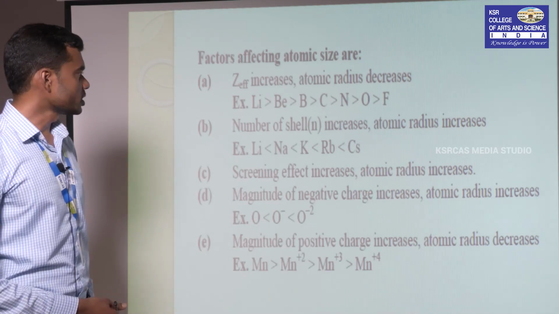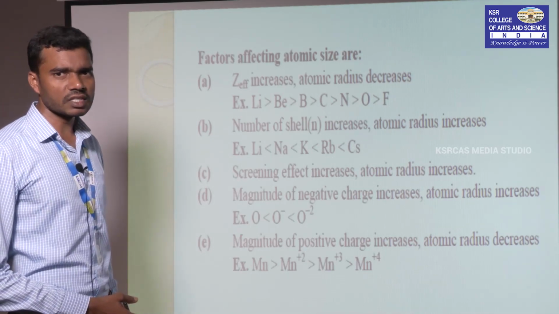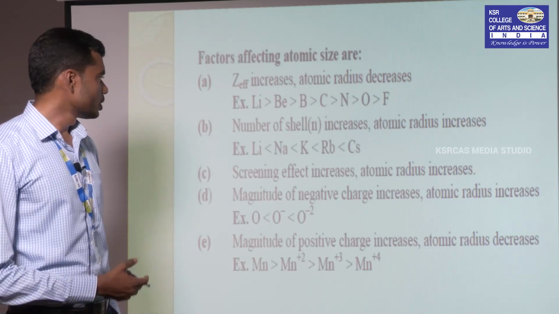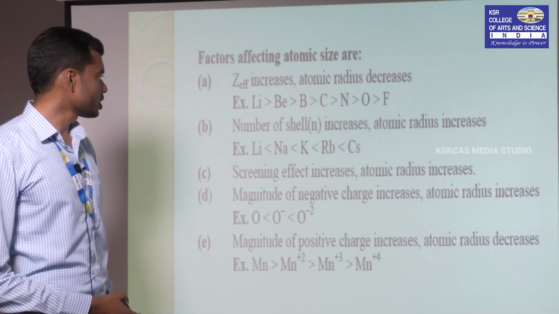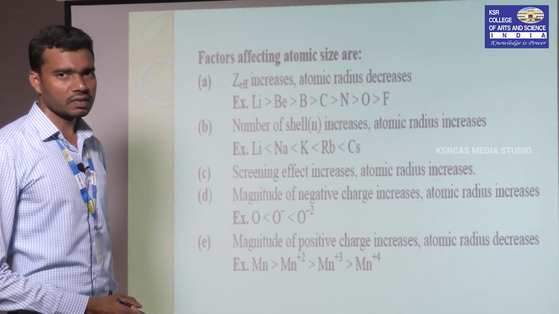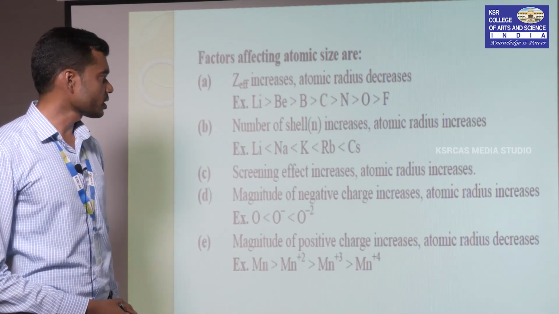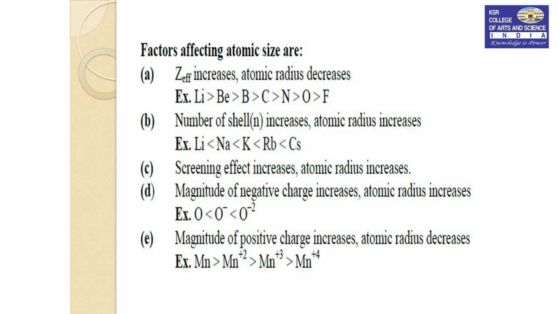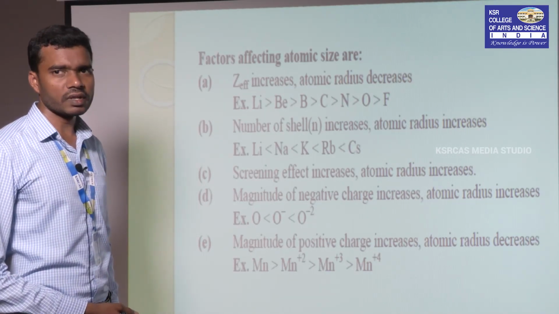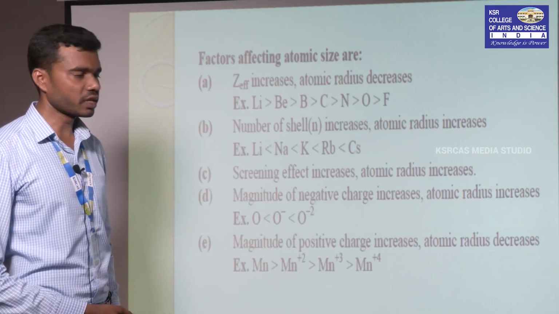Second one, the number of shells increases. As the number of shells increases, the atomic radius also increases. For example, if we take alkali metals: hydrogen, lithium, sodium, potassium, rubidium and then cesium. Cesium's atomic number is much higher compared to rubidium, and its shells also increase. So cesium gets a higher atomic radius value. As the screening effect increases, the atomic radius almost always increases.